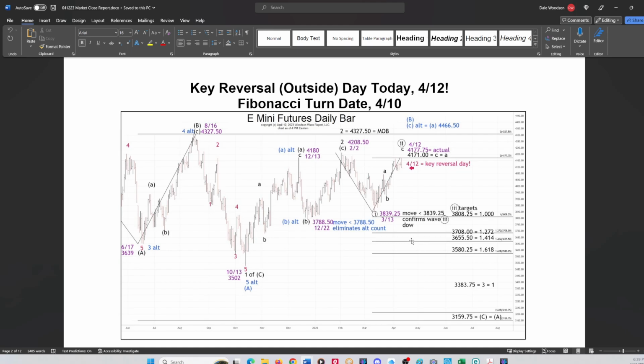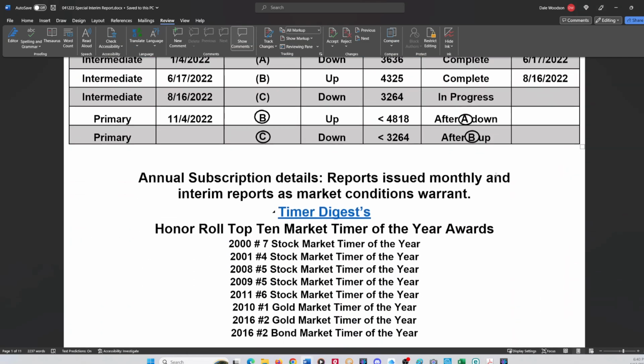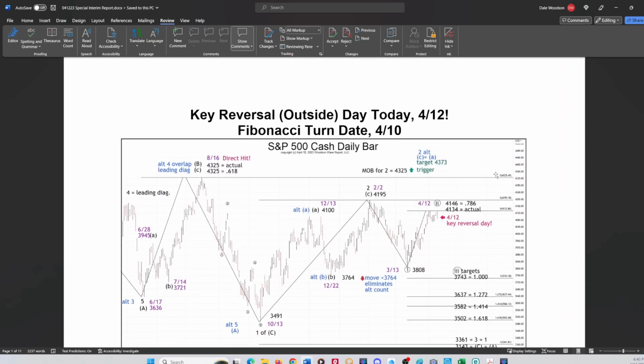You can read them. The bigger, larger degree of trend, we have a 1 down here on October 13th, a 2 up here on February 2nd, and wave 3 gains equality with 1 at 33.83.75. And then the biggest degree of trend, there's the wave B high. Okay, wave A low, wave B high, and then C gains equality with A at 3159.75. Okay, and I think we've got that in our cash too, that we put out for the annual subs.